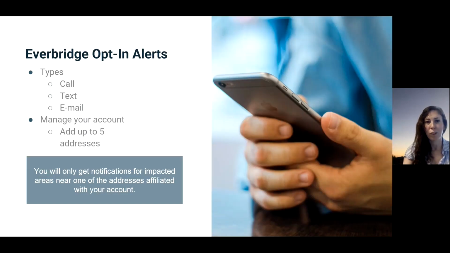Our first type of alert that we're going to talk about is our Everbridge opt-in alerts. This is a system that can go to your phone. You can get a call.